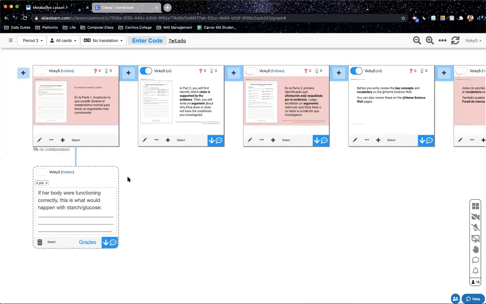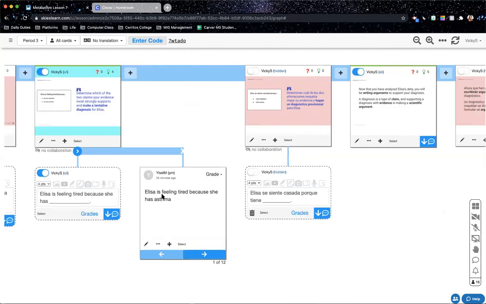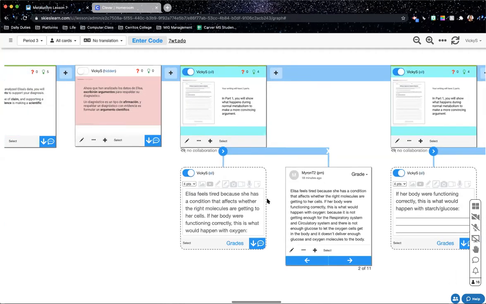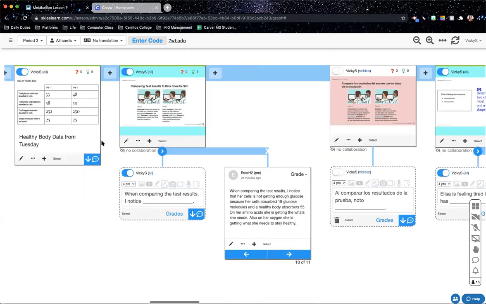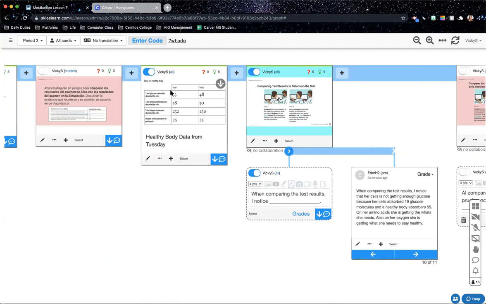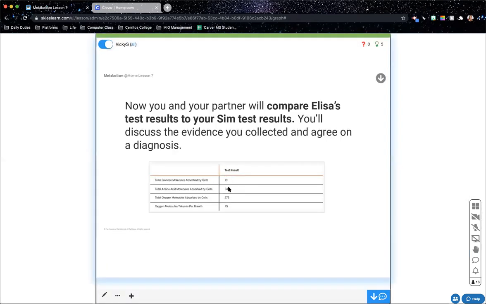Yes, what she has. So back here, let me keep scrolling. Back here, Elisa is feeling tired all the time because she has asthma, or other people wrote diabetes. So in the last card, you're going to type it again. So Catherine says, Elisa is feeling tired because she has diabetes. The last card is where you're going to explain. Because in a healthy body, we saw that you're supposed to have around 55 total glucose absorbed by body. But in Elisa's, we saw that she has only 19 absorbed by the cells, 19 glucose molecules.